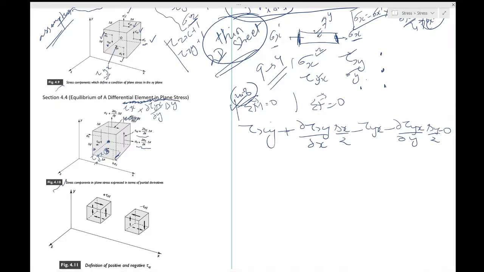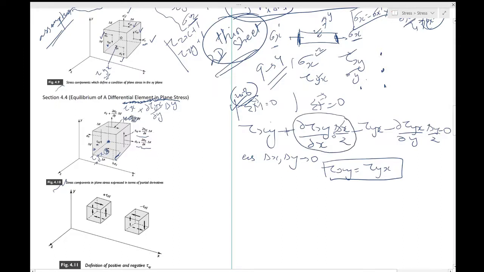Now, as delta x and delta y tend to 0, you will notice something interesting, and that is that tau xy will be equal to tau yx. When delta x tends to 0, this entire term will tend to 0. Similarly, when delta y tends to 0, this entire term will tend to 0. And that's why you are left with tau xy equal to tau yx. This result shown by 4.12 is of great importance in the study of stress at a point, because it tells you that the shear stresses are actually symmetric. So tau xy is the same as tau yx.